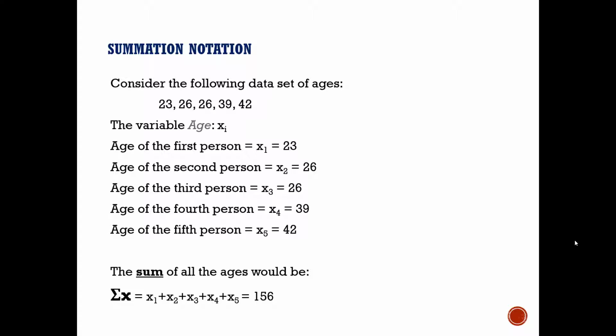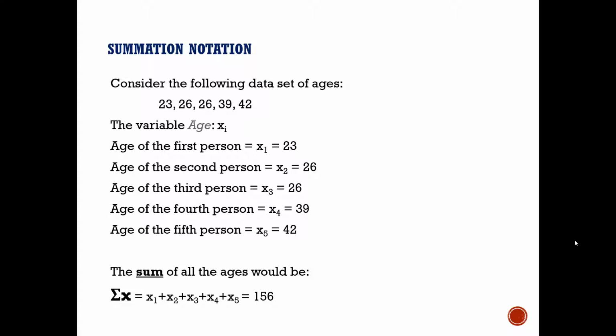We have this variable that we call age, and we say each individual element would be x sub i. So x sub 1 would be 23, x sub 2 would be 26, and you can see I've assigned each of those to the individual data item.